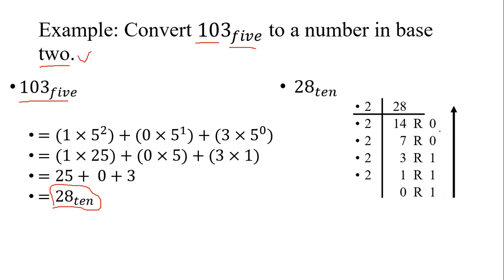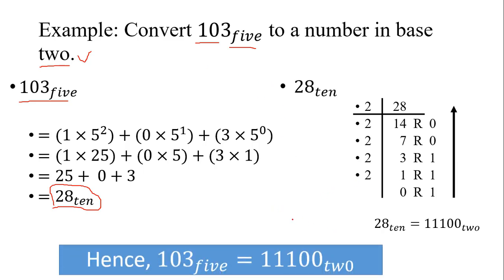So our answer, reading from down upward, is 1, 1, 1, 0, 0, base 2. So 28 base 10 is 1, 1, 1, 0, 0, base 2. So we are able to convert 103 base 5 to a number in base 2, and that is 1, 1, 1, 0, 0, base 2.